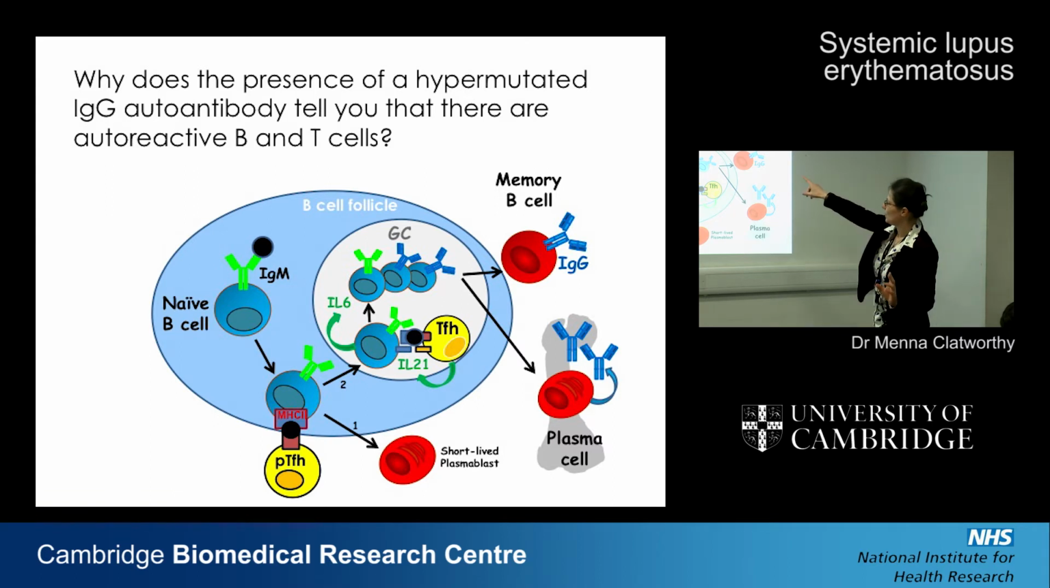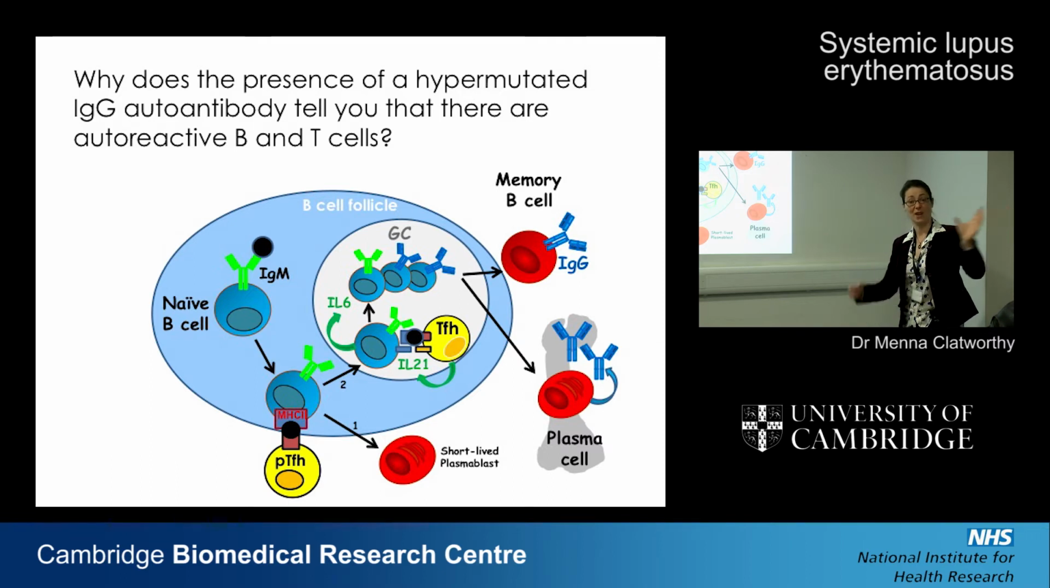So the other thing that happens, the whole purpose of a germinal centre reaction, is to take that antibody that the B cell's making and to make it better. And the way the B cell does that is by introducing mutations into the variable gene so that it has a higher affinity for antigen. So we can identify mutations in those autoantibodies in lupus patients. So we know that it's been through this process, so T cells have been involved.